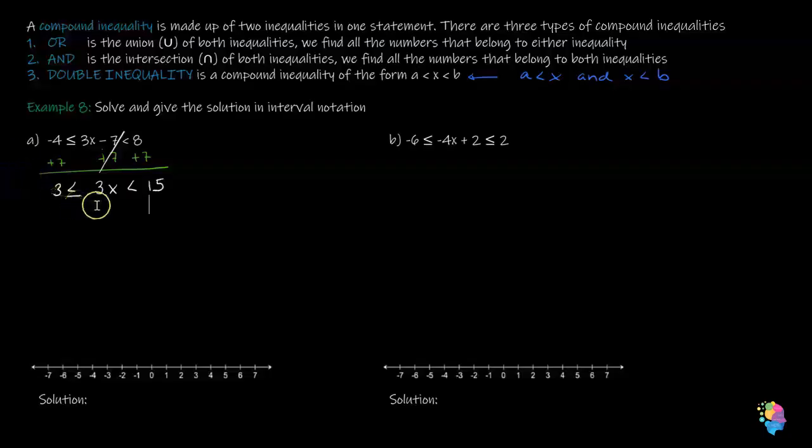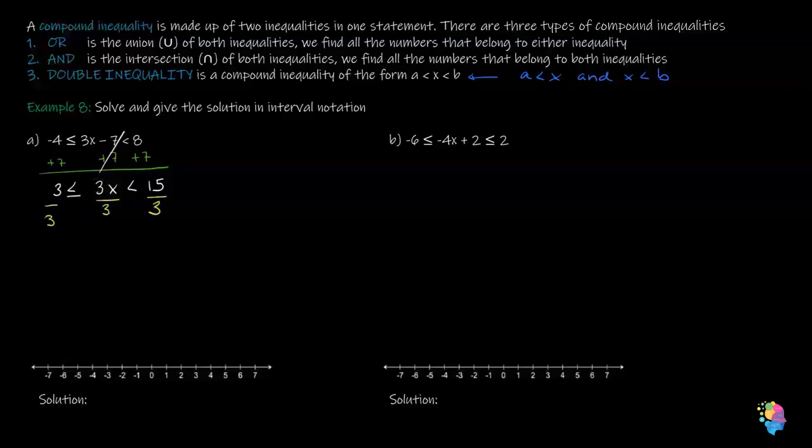We're not done yet. This x has a coefficient of 3. This 3 is multiplying x. So in order for me to isolate x, I have to get rid of this 3 by dividing. So I'm going to divide the middle by 3. And what I do to the middle, I do to the left, and I do to the right.